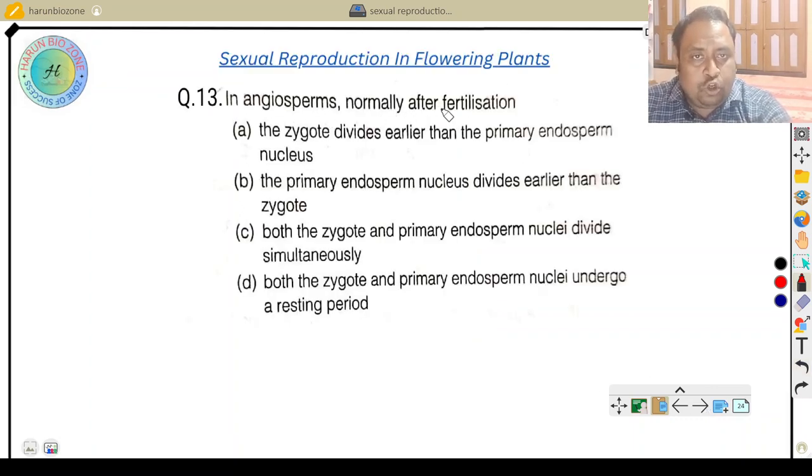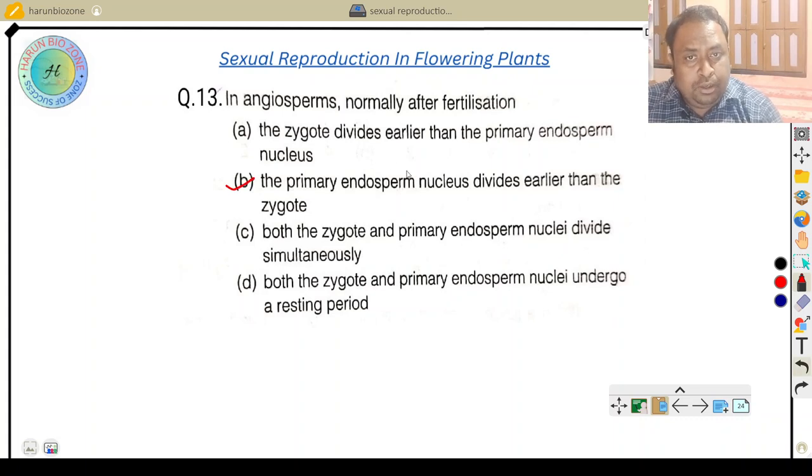In angiosperms, normally after fertilization, the zygote divides earlier than the primary endosperm. So what is the function of endosperm? Endosperm is the food of the embryo. If the embryo is produced before the food, then the embryo dies. So what happens? First, the food of the embryo, that is endosperm, is formed. Then the zygote is divided. So the right answer is that the primary endosperm will divide earlier than the zygote.